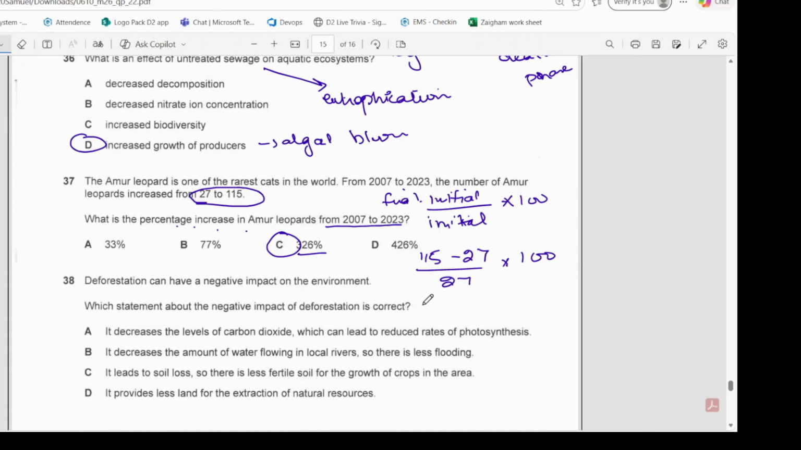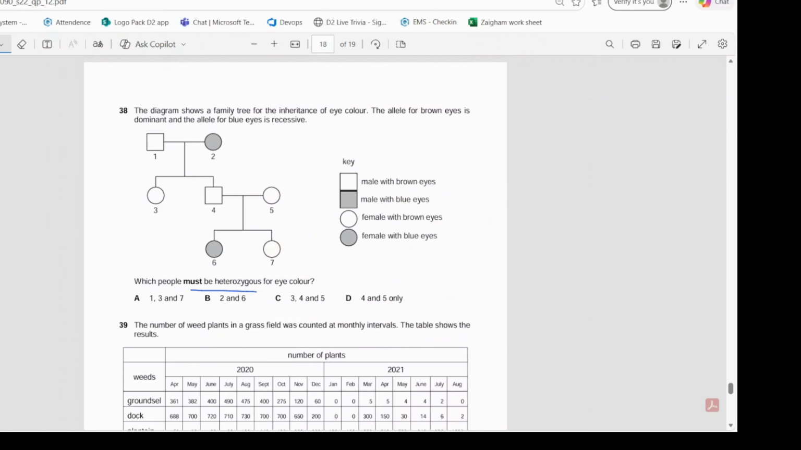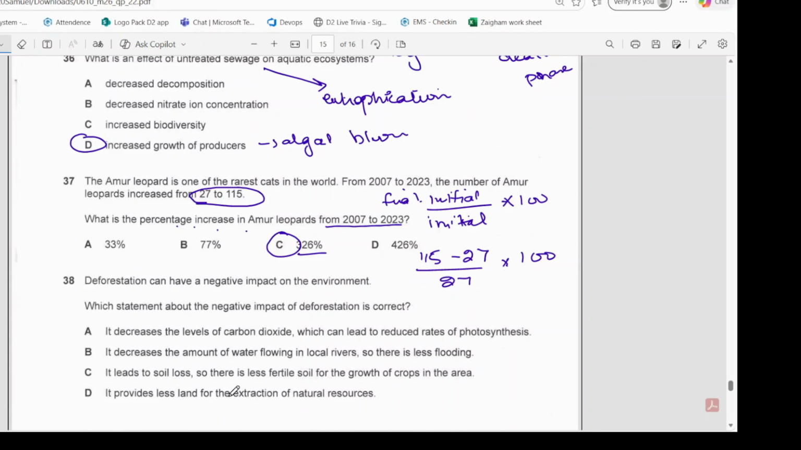Deforestation has a negative impact on the environment. This paper is quite similar to this one, with many similar questions. Which statement about the negative impact of deforestation is correct? It decreases the level of carbon dioxide? No, trees are cut. It decreases the amount of water flowing in local rivers, so there is less flooding? No, there would be more flooding. It leads to soil loss. Yes. It provides less land for extraction? Or no. So it's C.